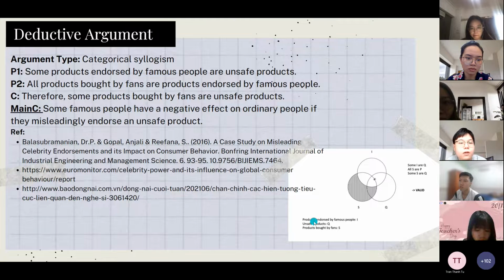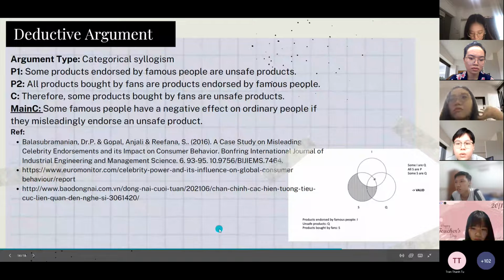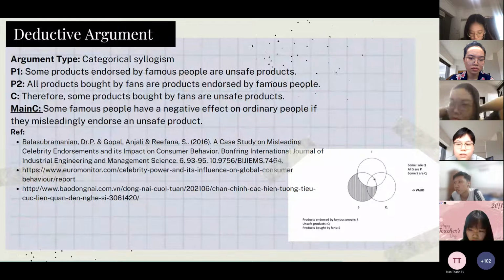And we have: some products endorsed by famous people are unsafe products. All products bought by fans are products endorsed by famous people. Therefore, some products bought by fans are unsafe products. And our main conclusion is that some famous people have a negative effect on ordinary people if they misleadingly endorse an unsafe product. Following the information, we have a Venn diagram to show this.